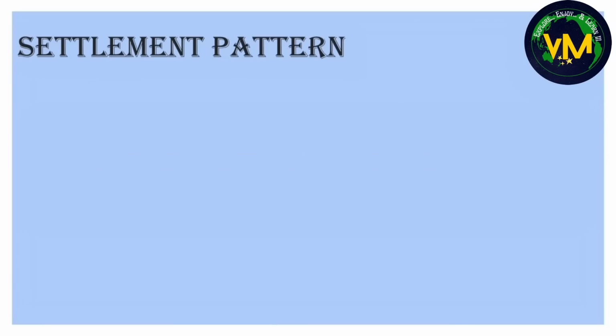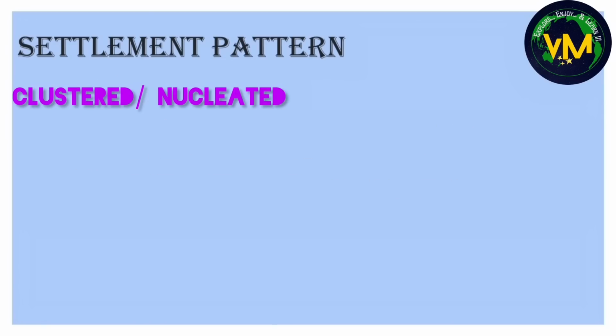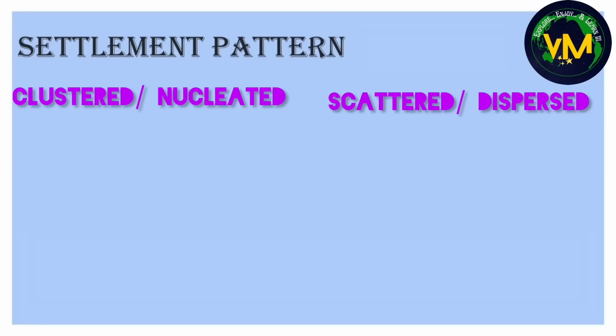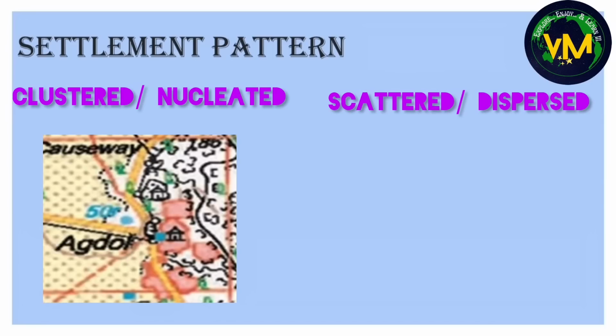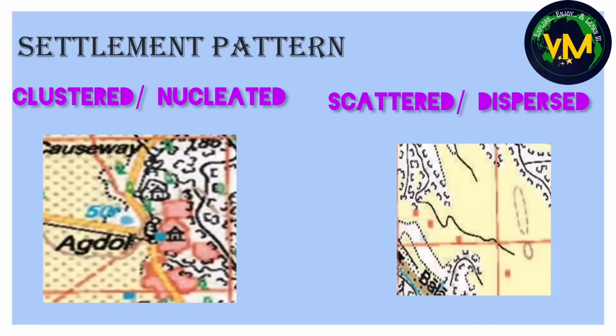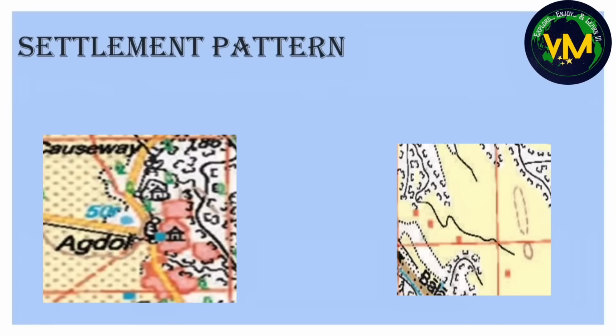Settlement pattern, we have only two settlement patterns this year. One is clustered and the other one is scattered. When the huts or settlements are close to each other, we call them as clustered. Whereas when the huts and settlements are far away from each other, we call them as scattered.